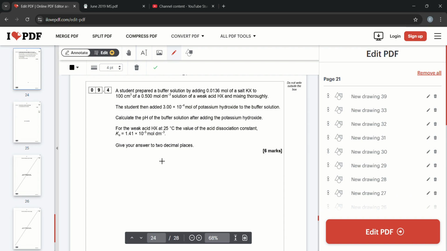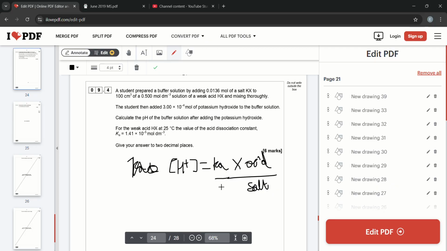A student prepared a buffer solution by adding this much of a salt to 100 cm³ of a solution of a weak acid. Before I even attempt this question, let's construct the Ka equation. Ka equals, actually, you can already manipulate it. H plus equals Ka times acid divided by salt. Okay.